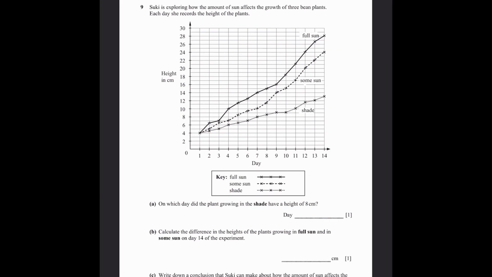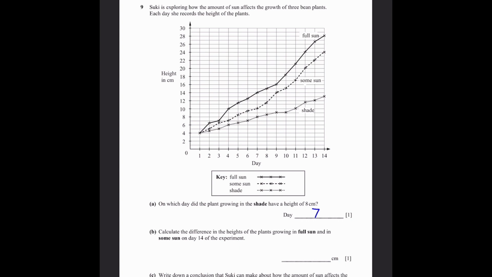Question 9. Suki is exploring how the amount of sun affects the growth of 3 bean plants. Each day she records the height of the plants. A. On which day did the plant growing in the shade have a height of 8 centimeters? We can see over here the height in centimeters in the y-axis. And when we have 8 centimeters, it crosses with 7 days on the line where the shade plant is. The answer is day 7.